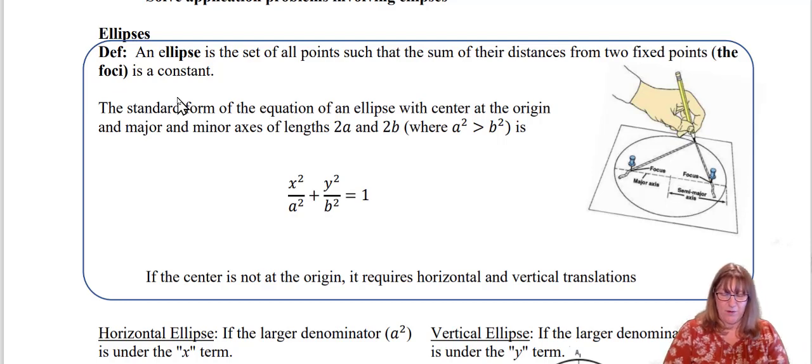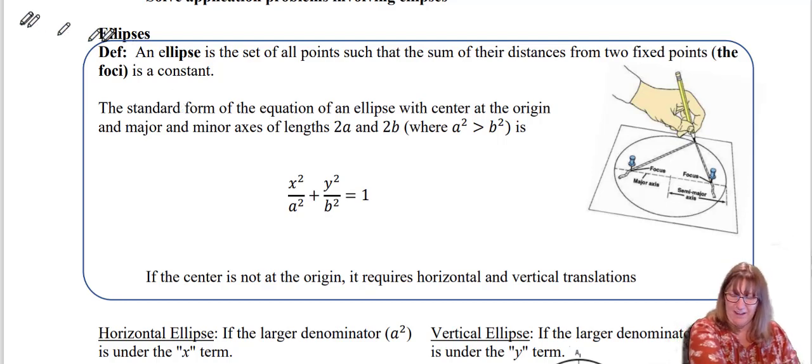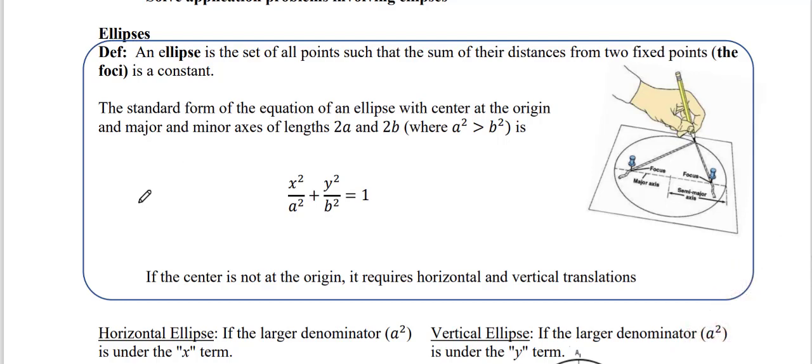That's really what we're talking about when we see an ellipse. But it's a very specifically shaped one, so I want to be clear that there's a specific definition to an ellipse. An ellipse is the set of all points such that the sum of their distances from 2 fixed points, which we call the foci, is a constant.